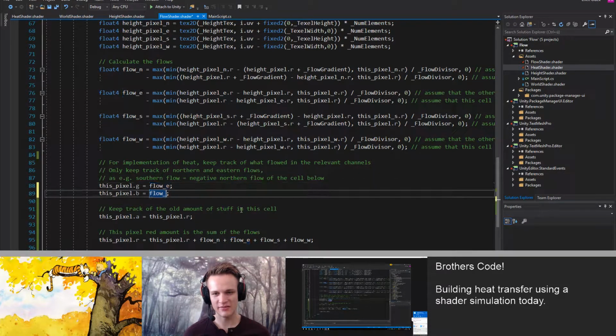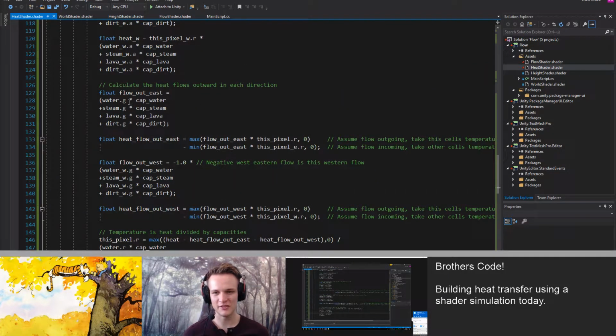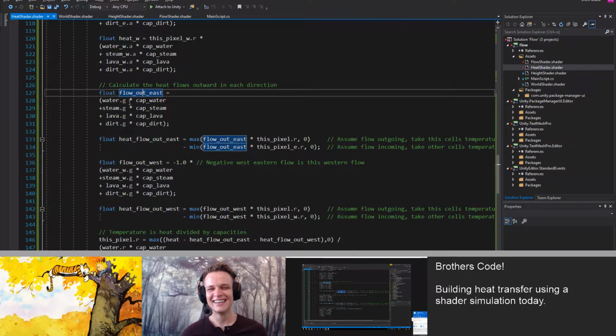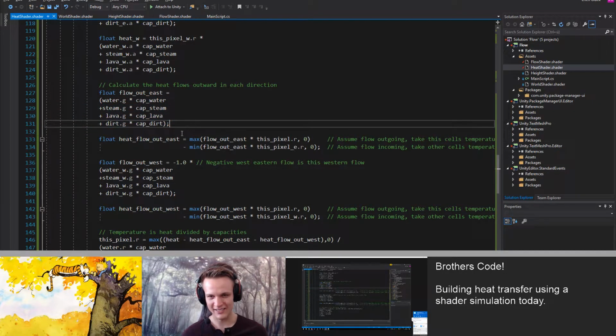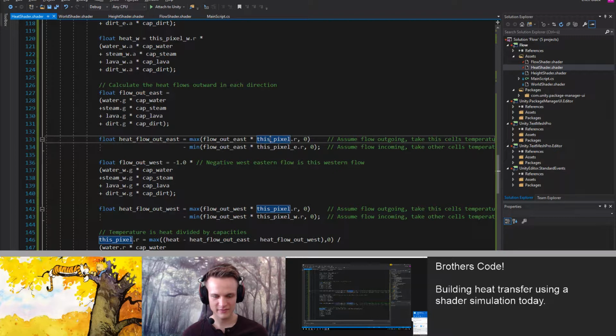Okay, so let's work with east. We're just going to work with north and east. All right. And then how does that make our life easier over here? It doesn't. This is now backwards again, but at least it'll be consistent. It's backwards both ways. So the flow out east is the eastern flow of this cell times some stuff. Flow out east times this cell.